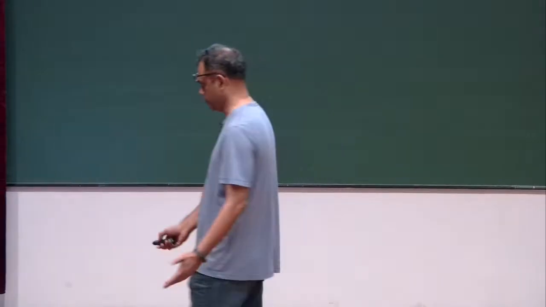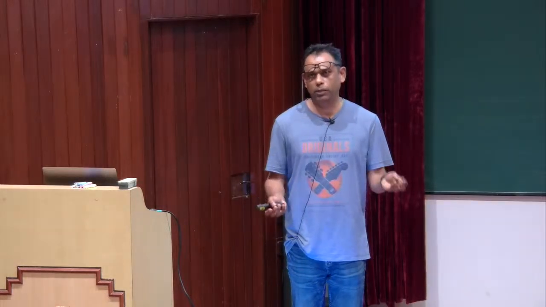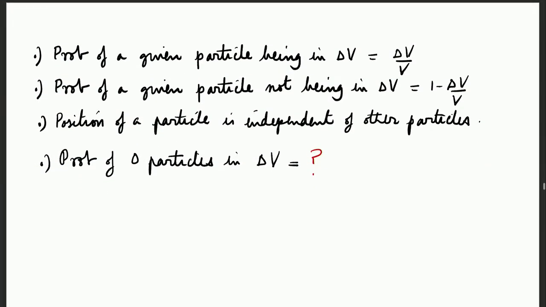Delta V by total volume. Because the particle has no preferred position in the box. It could be anywhere in the box equally likely. So the probability of being in small delta V is delta V by the total volume. Right? If that is the case, what's the probability of the given particle not being in delta V? Is 1 minus delta V by V.